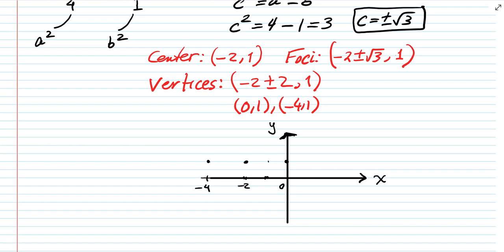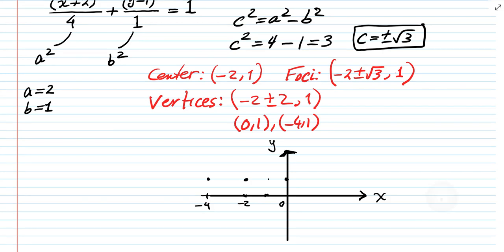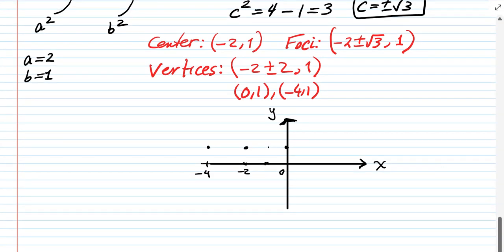Again, a is 2 and b is 1. Square root of 1, the square root of the denominator. So b is 1. That gives the endpoints of the co-vertices. So from the center, I'm going to go down 1 and up 1. You see how that works? And then I'm going to try to draw my ellipse this way. That's one portion, and here's the other portion of it. You see how that works?